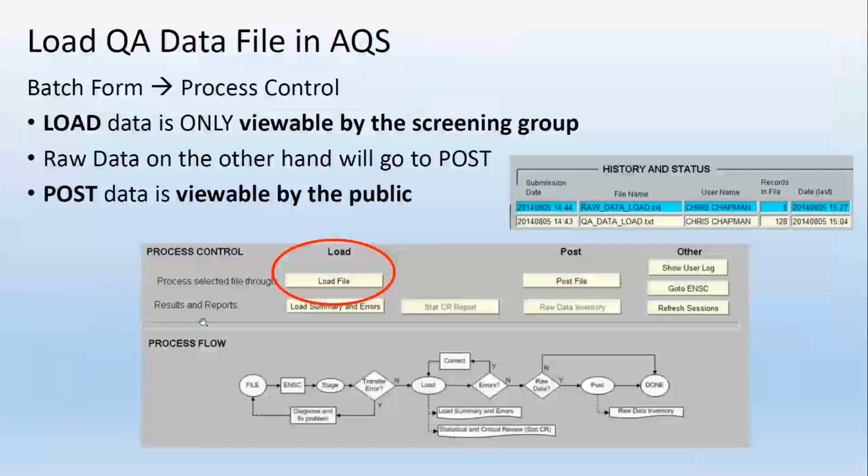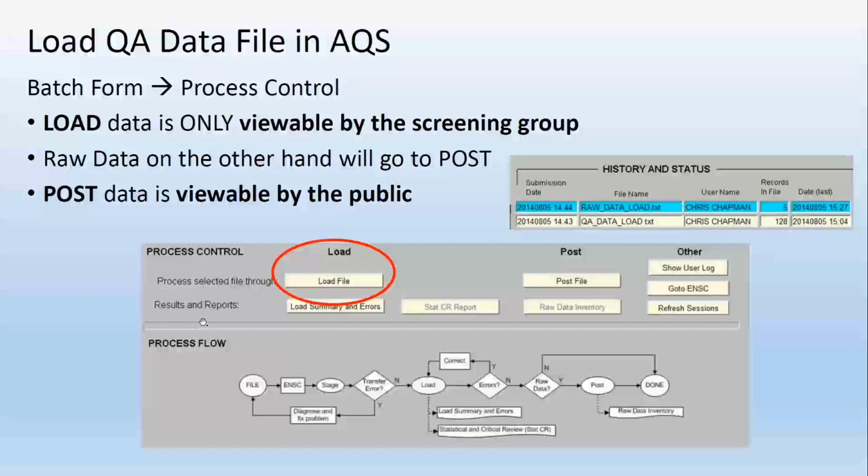So in the AQS Batch Form under History and Status, you will see that your QA file has been staged to AQS. Be sure that your QA file in the History and Status area is highlighted, then go to Process Control. In that section of the Batch Form, you will see the Load File button. You just click on that button to load the QA data to AQS.